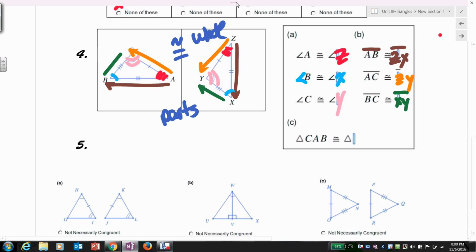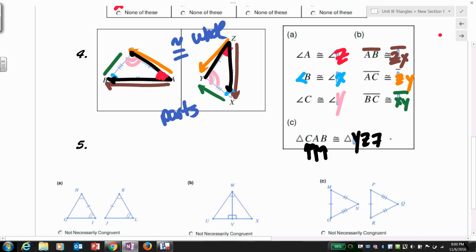And then we do the last one. You want to watch the sides here. This is angle CAB. So start at C, that's double, triple, single is the order. Double, triple, single. That's going to be YZX. You just want to make sure you align the vertices here.